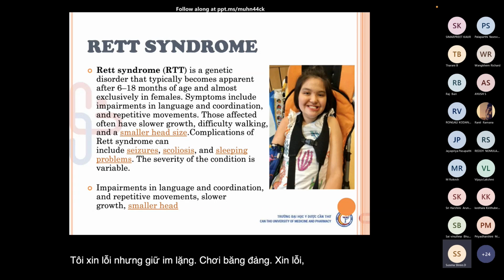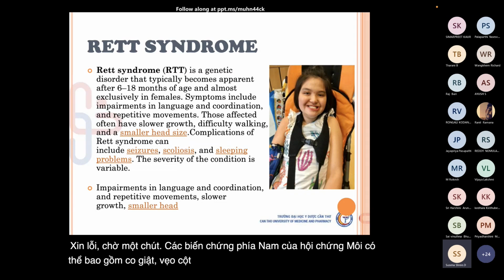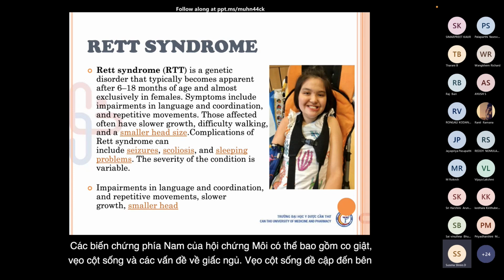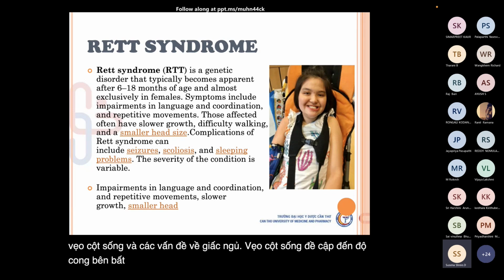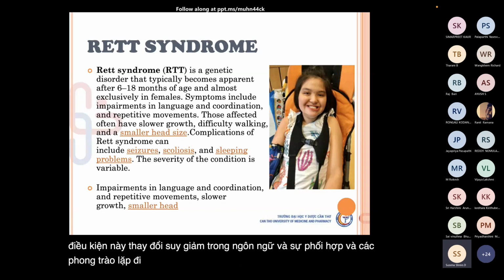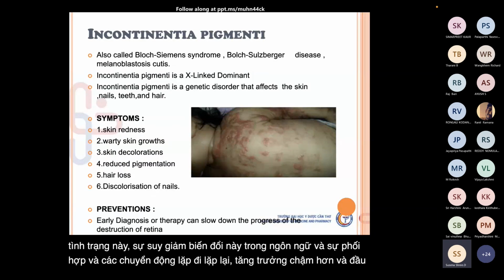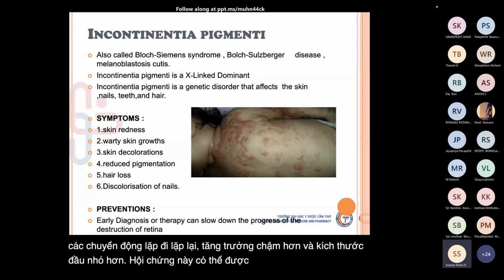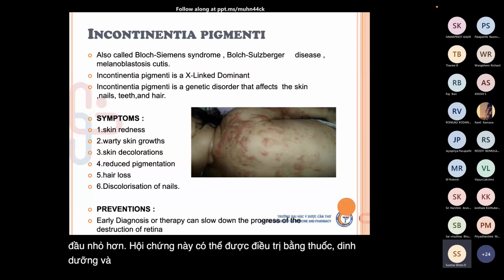Complications of Rett syndrome can include seizures, scoliosis, and sleeping problems. Scoliosis refers to the abnormal lateral curvature of the spine. The severity of this condition is variable. Impairments in language and coordination and repetitive movements, slower growth, and smaller head size. This syndrome can be treated by medications, nutritional support, and speech-language therapy.